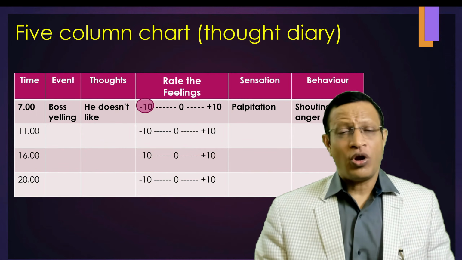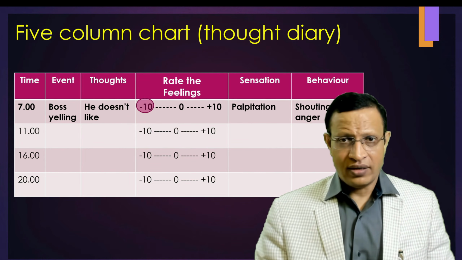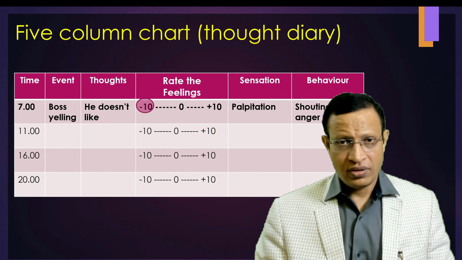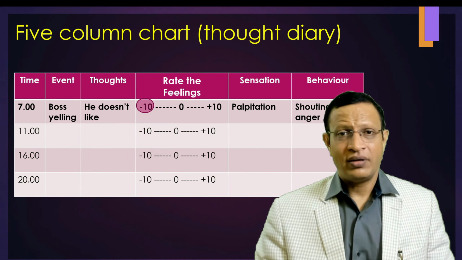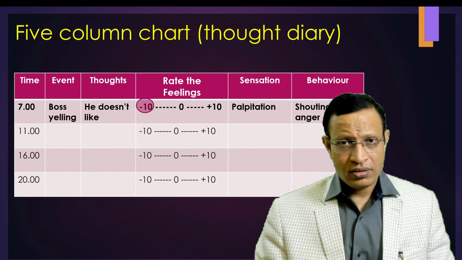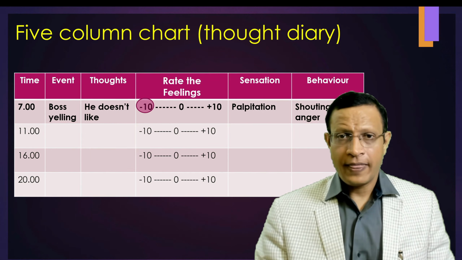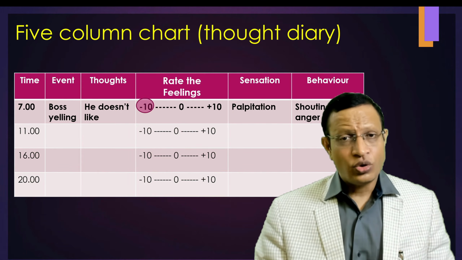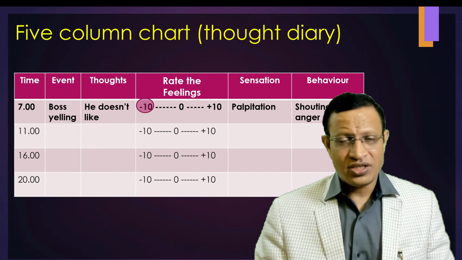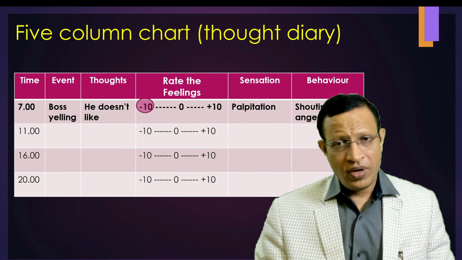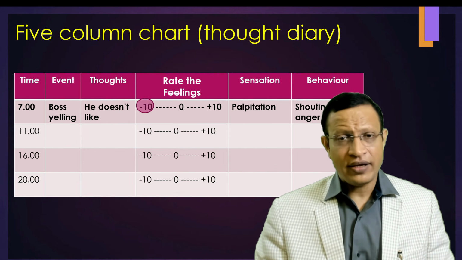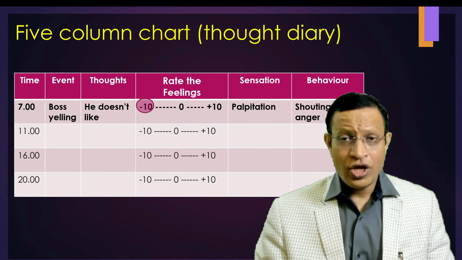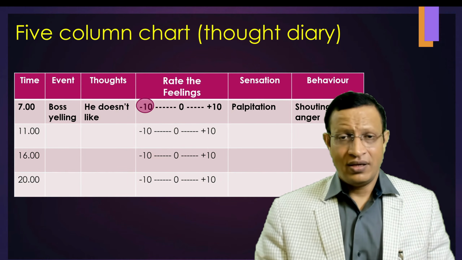That means you are also having tremors in the hand. You are about to punch him. At the same time, you have butterflies in the stomach, tremors in the hand, and your fist is tight so that you can bash him. So those physical sensations need to be logged. What is your behavior? You may become angry and shout at him back. So these need to be logged here.